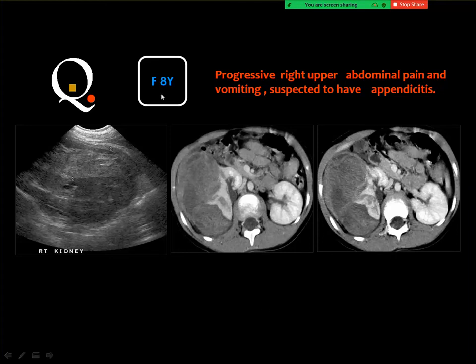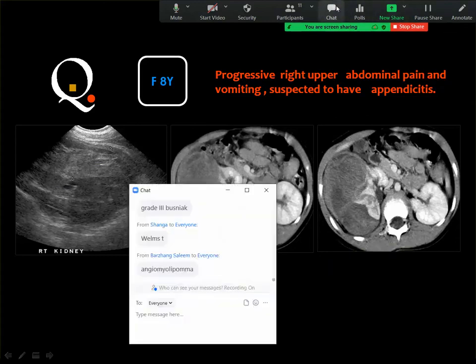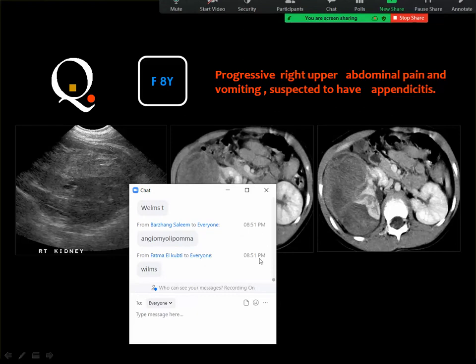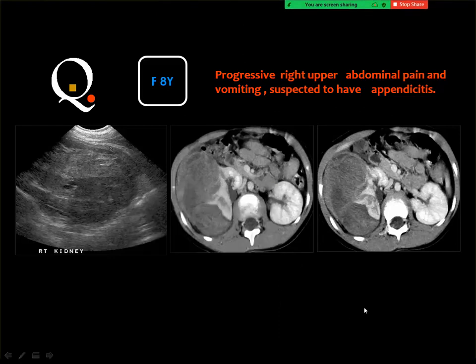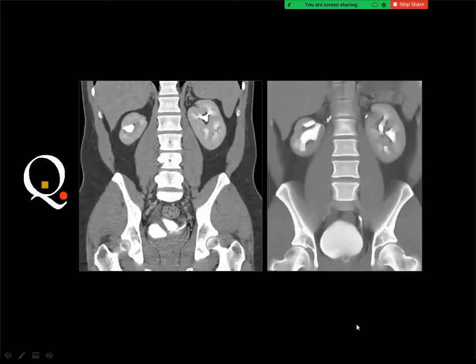This is a child, 8 years old, with progressive right upper abdominal pain and vomiting, and she is suspected to have appendicitis. This is ultrasound and this is CT scan. Yes, and this is Wilms tumor, of course, not an angiomyolipoma. There are areas of breakdown within the tumor with involvement of the right kidney, and in this pediatric age group it is diagnostic of Wilms tumor.